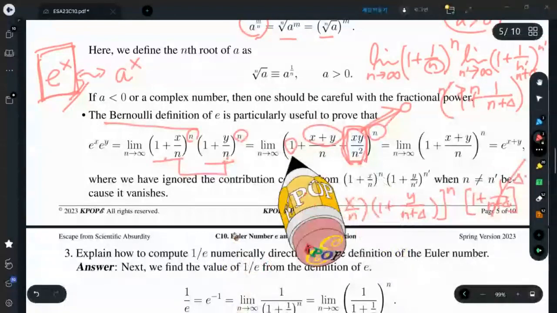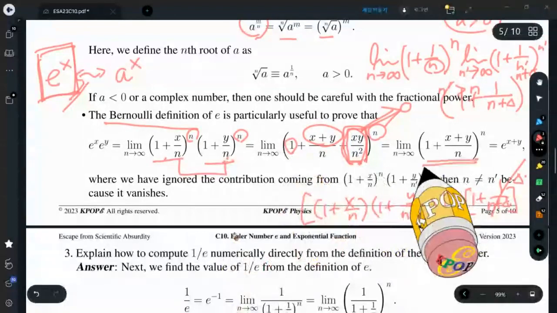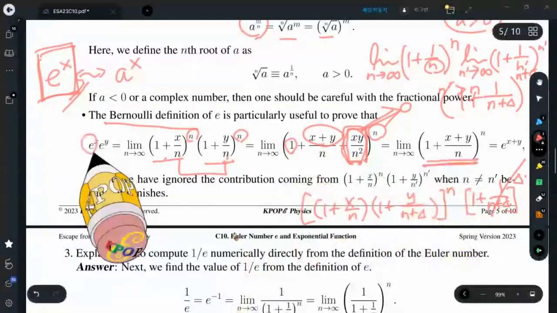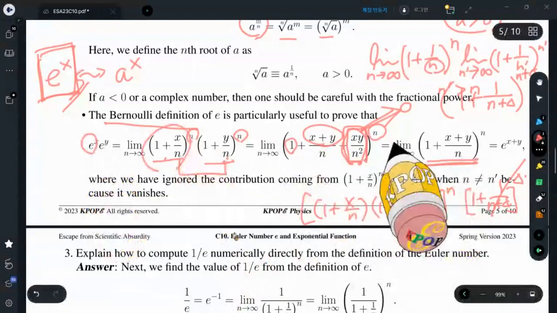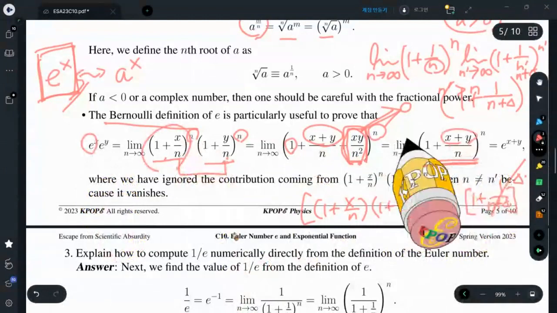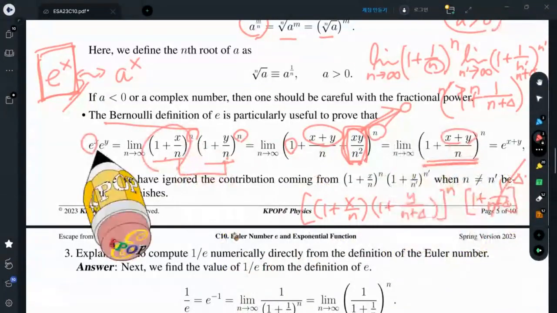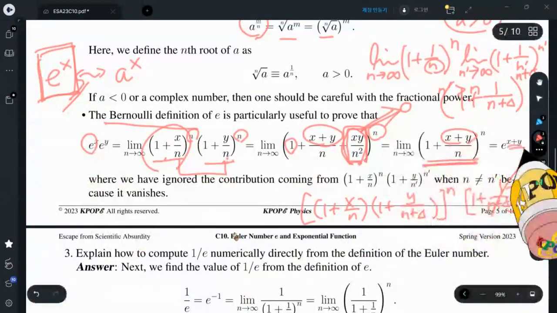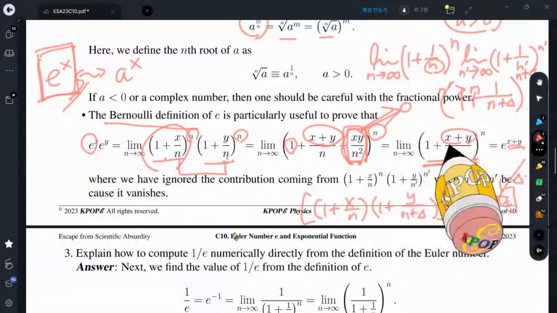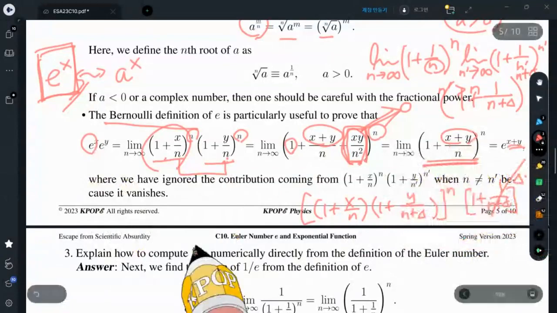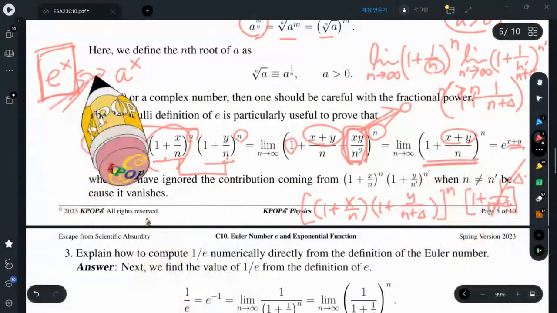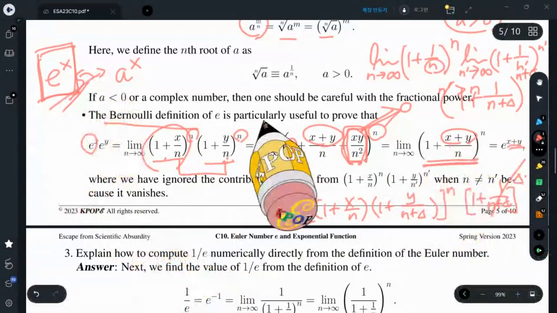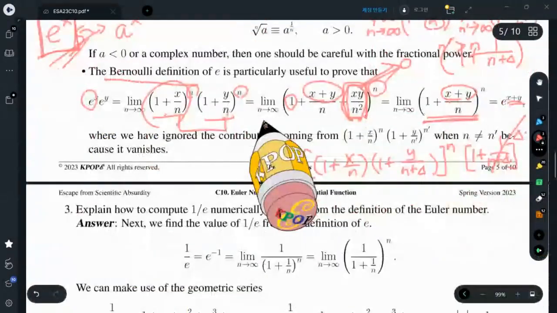Oh, it is very, very similar to the original definition of the exponential. What I have done is just replace this x with x plus y. So immediately I can prove the law of exponent in this case, especially in the case of the exponential function. The Euler number is very, very convenient.